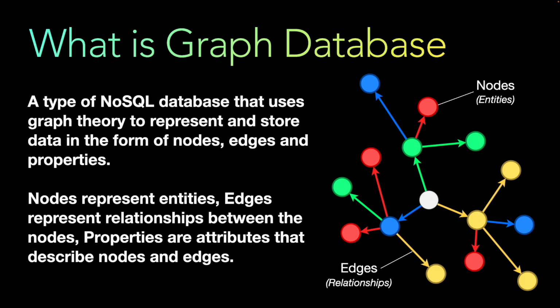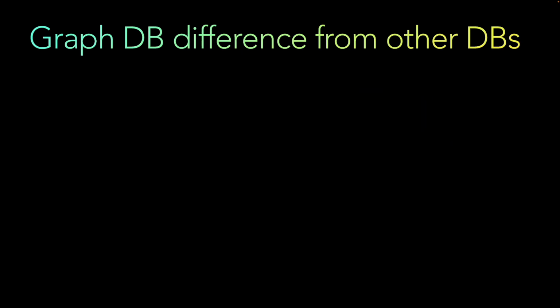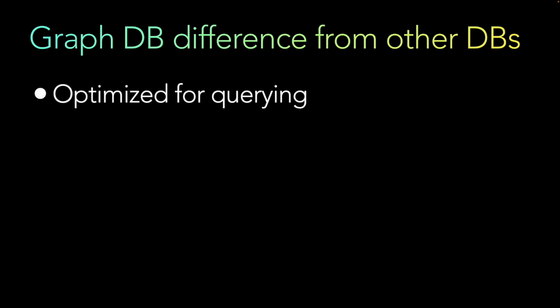Now, how do graph databases differ from other databases? First we have to understand that you cannot just pick up a graph database and put it in your application. It is very use case specific, and that is why it differs from traditional databases. The first difference is that it is optimized for querying. Graph databases have very high performance and are also optimized for navigating relationships between data points, which makes them ideal for applications that involve complex data relationships.